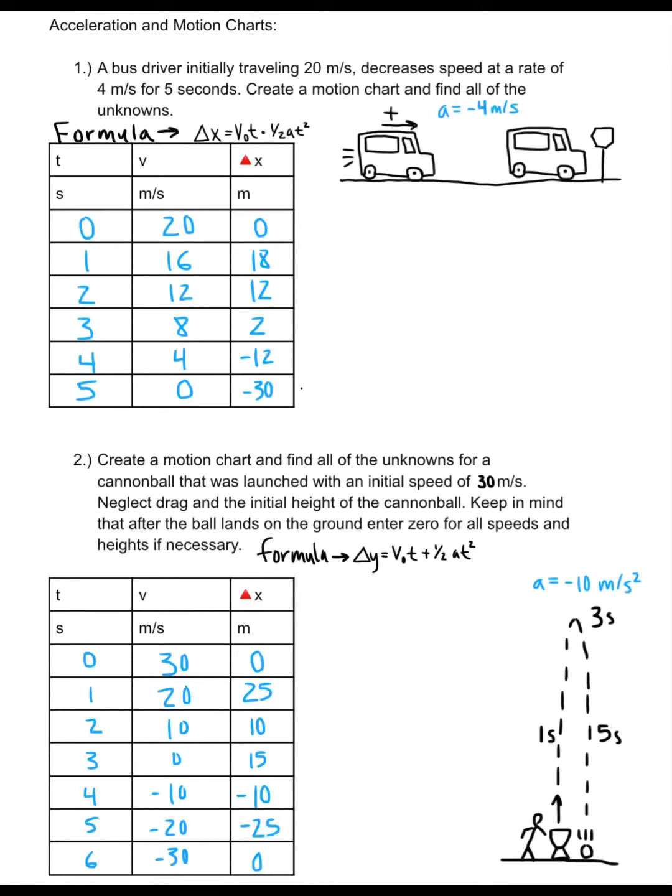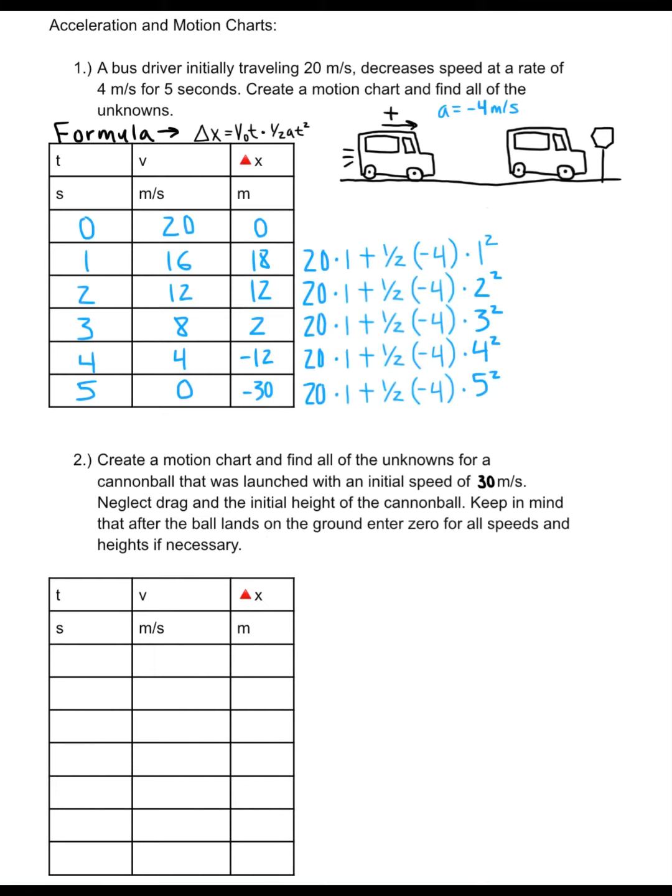Here are the answers for problems 1 and 2, and then I'll be going over them in a second. For problem 1, we are given velocity initial, which is 20 meters per second, and then we know that it's decreasing by 4 meters per second. And then we are also given the time, which is 5 seconds.